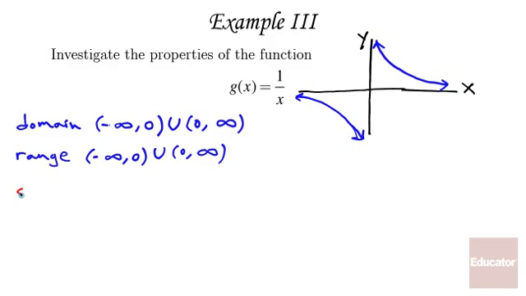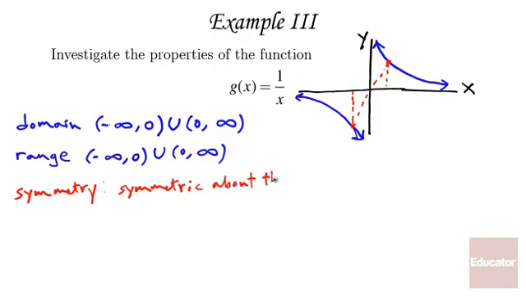As far as symmetry, you can probably see that this function is symmetric about the origin. If I pick some x value and look at the corresponding y value, and then pick the opposite of that x value and look at its y value, the results are opposites of one another, and we're seeing symmetry about the origin. So I'll put a note here that this function is symmetric about the origin. And because it's symmetric about the origin, we know that it is an odd function, that f of the opposite of x equals the opposite of f of x.